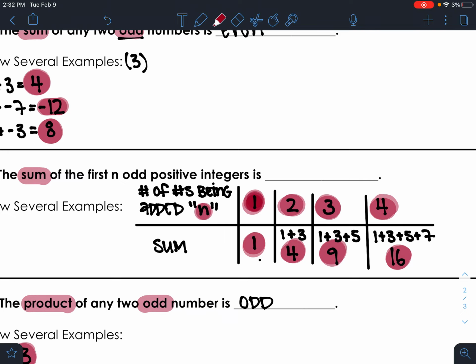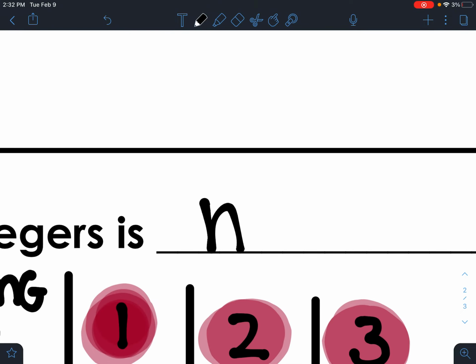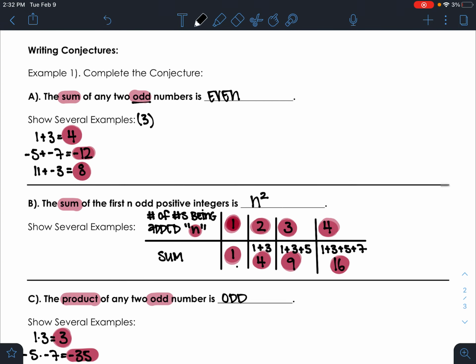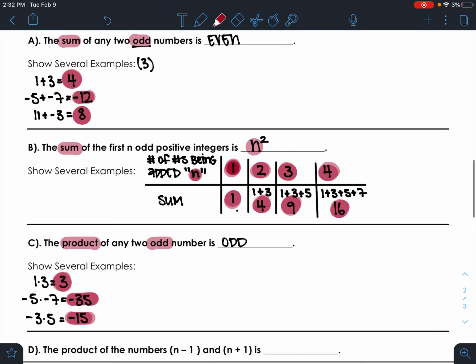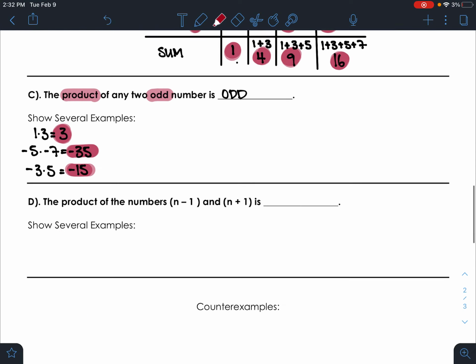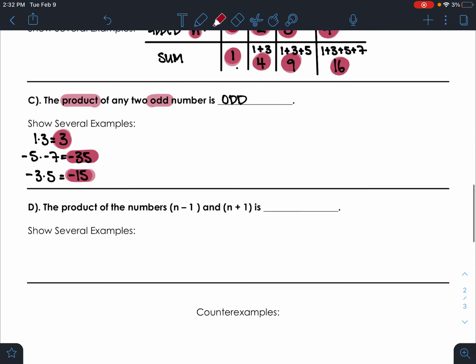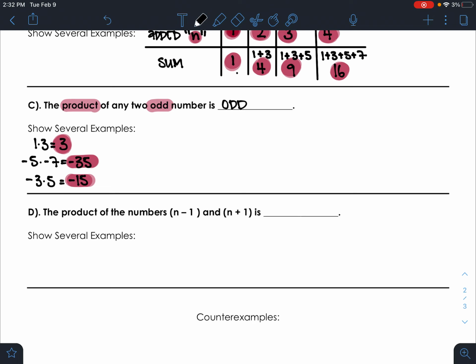So if n represents that top row, we're going to call this rule n squared. So if I wanted to add the first 11 odd positive integers, all I would do is plug in 11 for that n, and I know that the sum would be 121. Again, that one's a little bit harder, okay? This last one in this set is going to be very similar to that one.